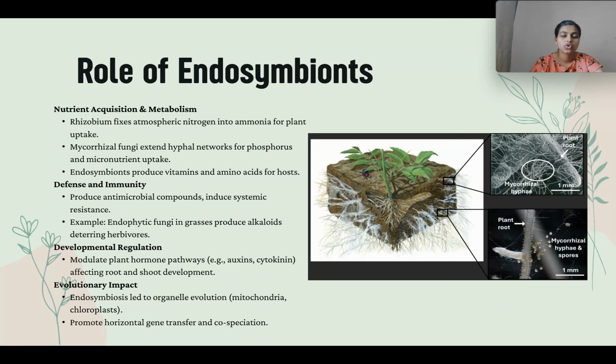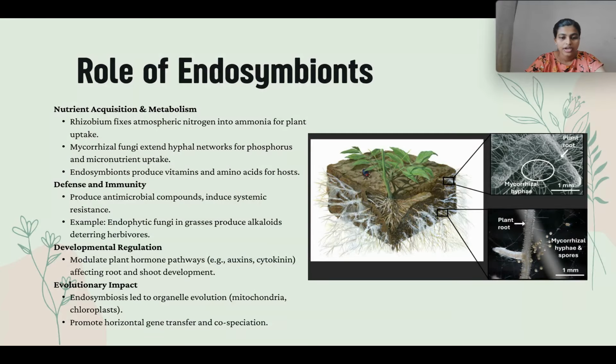Next is the role of endosymbionts. Endosymbionts can perform multiple critical functions that contribute to host fitness and ecosystem balance. Rhizobium can fix atmospheric nitrogen into ammonia for plant uptake. Also, mycorrhizal fungi can enhance the uptake of phosphorus and other micronutrients through the hyphal network system.